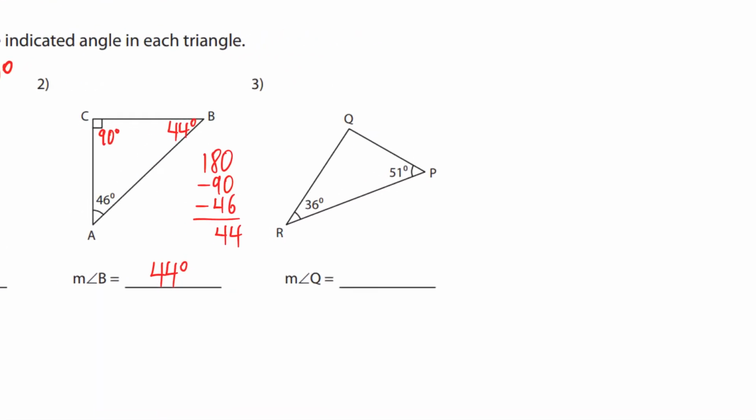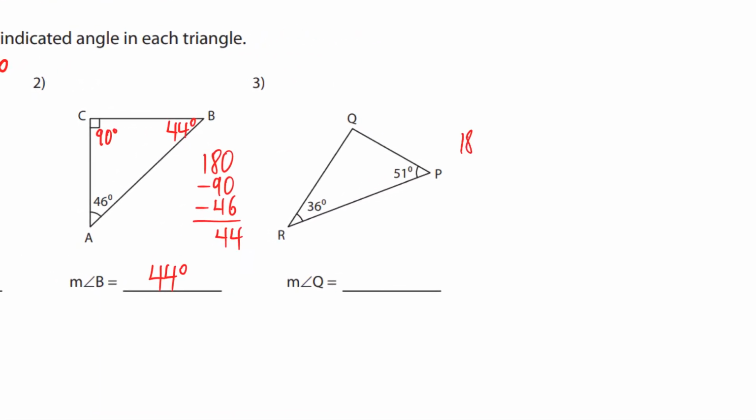Okay, then on number 3, I'm going to do 180 minus 36 minus 51. And that gives you 93 degrees.